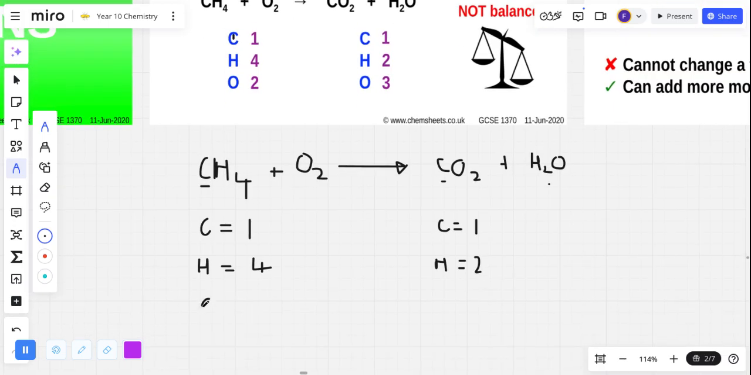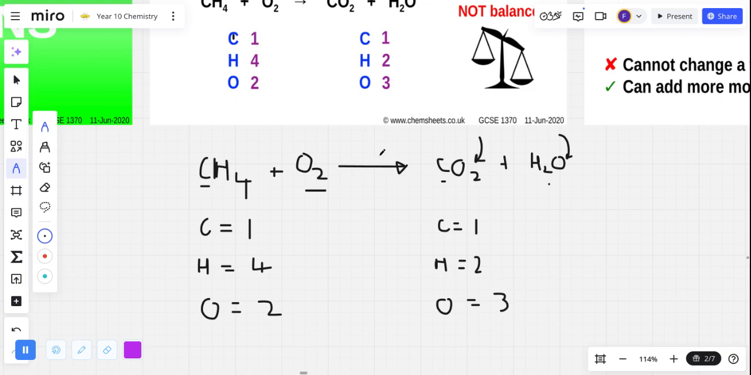Oxygen on the left-hand side, hold on, someone just doinged. Oxygens equals, look, I've got an O2, so I've got 2 oxygens there. On this side, I've got oxygens, well, I've got 3 of them. I've got 2 there and 1 there. So I've got 3 oxygens. My numbers aren't the same.